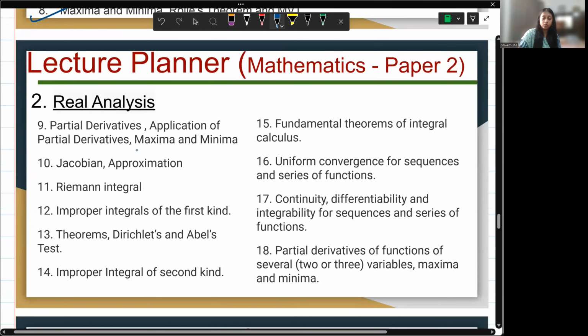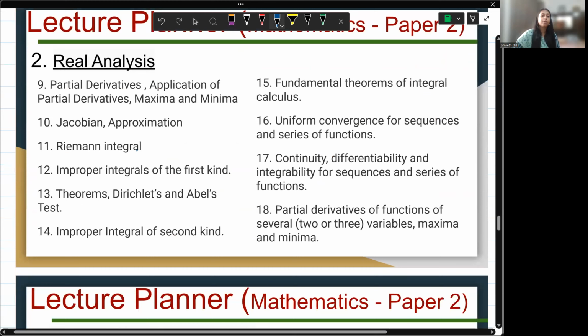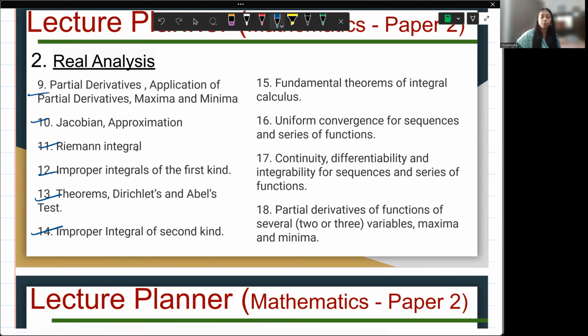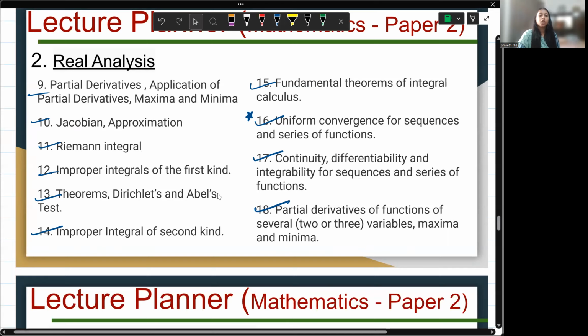Absolute and conditional convergence, continuity and uniform continuity of functions, property of continuous function on compact set, derivatives of a function of a single variable, application of derivative of a single variable, and then we have maxima and minima, right? Next we have, this is the continuous portion of real analysis, partial derivatives, Jacobian, Riemann, improper integrals, Dirichlet and Abel's test, improper integrals of second kind, fundamental theorem of integral calculus, uniform convergence of sequence and series of functions. This is important as well as tricky, so you have to spend time here. Continuity, differentiability, and integrability of sequence and series of functions, partial derivative of function of several variables, maxima and minima.